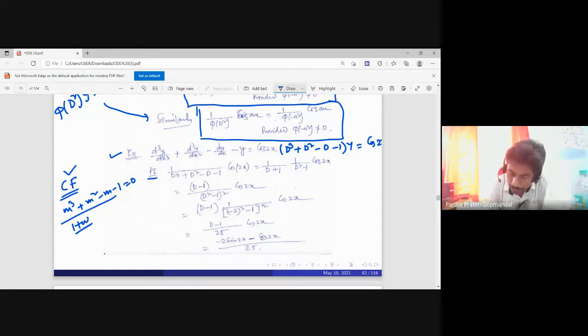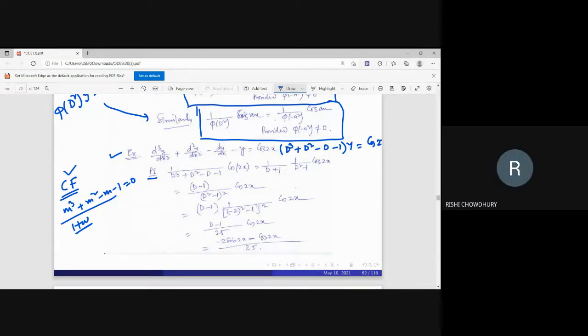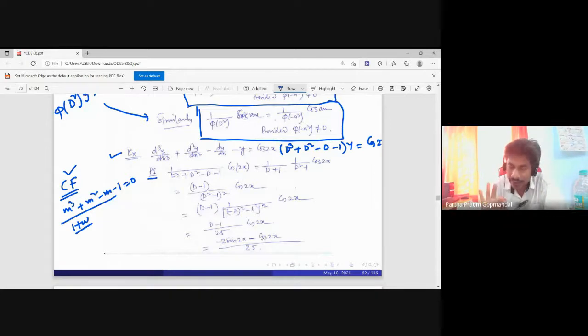So what you do here is, the PI is 1 by f(D) cosine of 2x. Now you can factorize it, this factorization is known to you. So it will be 1 by (D + 1)(D^2 - 1) cosine of 2x. Now, as we know, we can apply this formula only if the function is given as a function of D^2. So let us try to write this term as a function of D^2, but here it is D + 1.